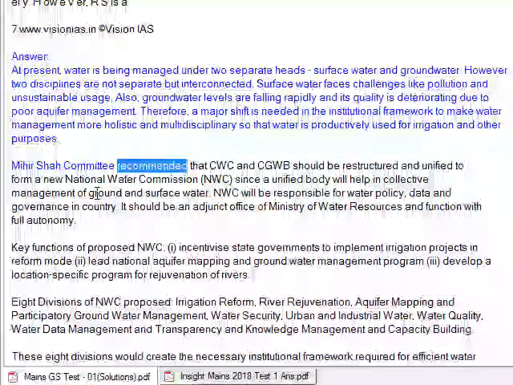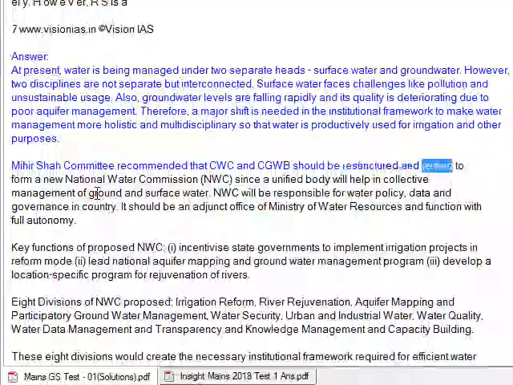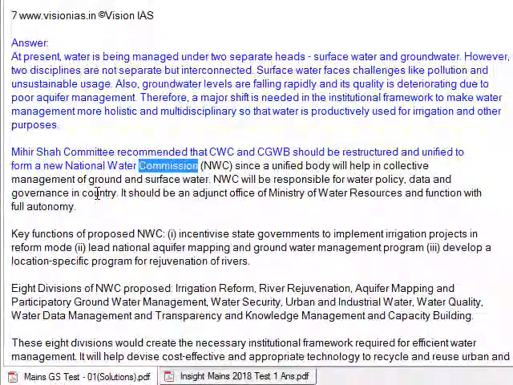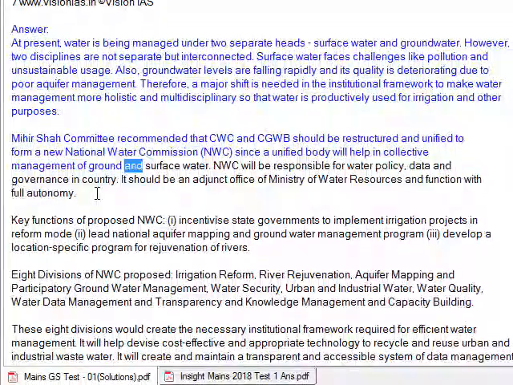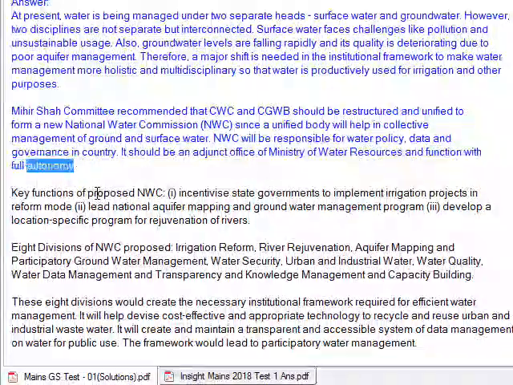The Mihir Shah Committee recommended that CWC and CGWB should be restructured and unified to form a new National Water Commission (NWC), since a unified body will help in collective management of ground and surface water. NWC will be responsible for water policy, data, and governance in the country. It should be an adjunct office of the Ministry of Water Resources and function with full autonomy.